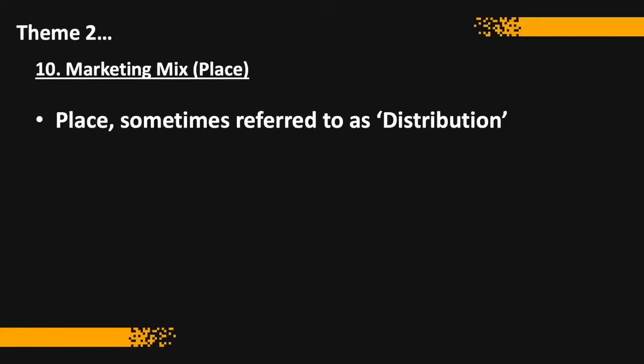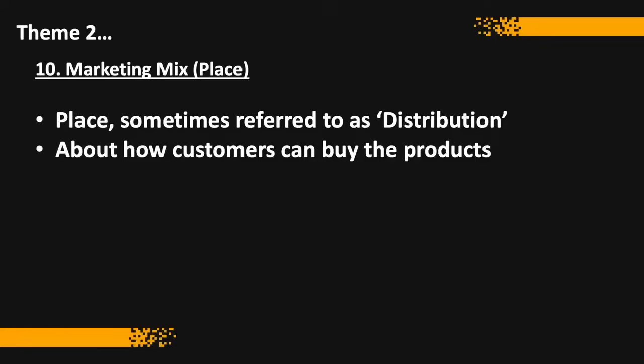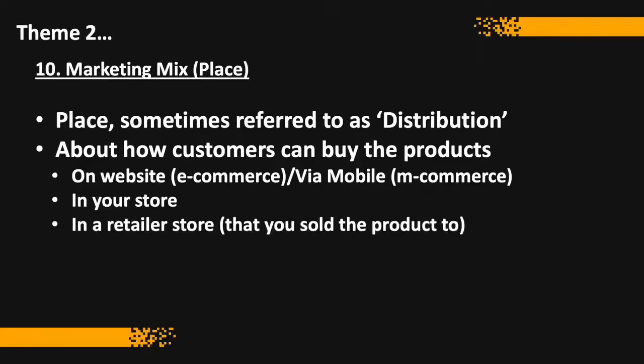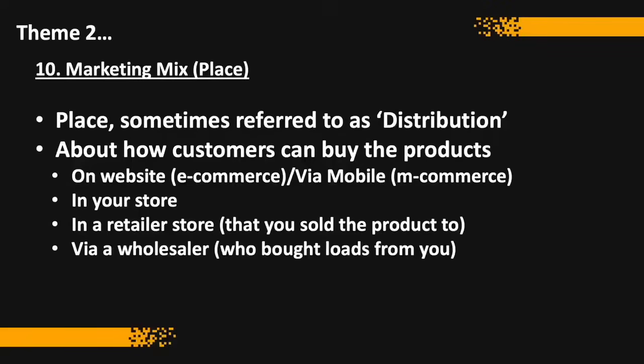Next thing to think about is place within the marketing mix. So place, it's sometimes referred to as distribution because it's about how customers can buy the products. Important that you get that. So you might get products through websites, e-commerce, or through mobiles, m-commerce, and of course the channel of distribution is that they're delivered to your door. Or you might collect them from store, or you might buy them in store, or you might buy them from a retailer store that you sold your product to, or via a wholesaler who bought loads from you. Or you might be thinking about telesales through the phone. So it's about how customers buy those products. Lots of different ways that can happen, and that's the place in the 4Ps.